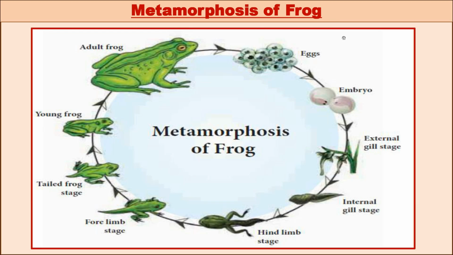Metamorphosis of frog. After egg laying, a few days after fertilization, the young ones hatch out and they are called tadpoles. The tadpole that comes out of the egg will have a little amount of yolk in its body which it uses for growth, and these tadpoles grow and metamorphose into an air-breathing carnivorous adult frog.